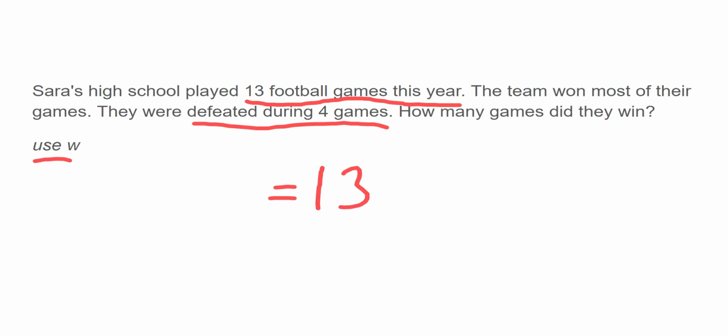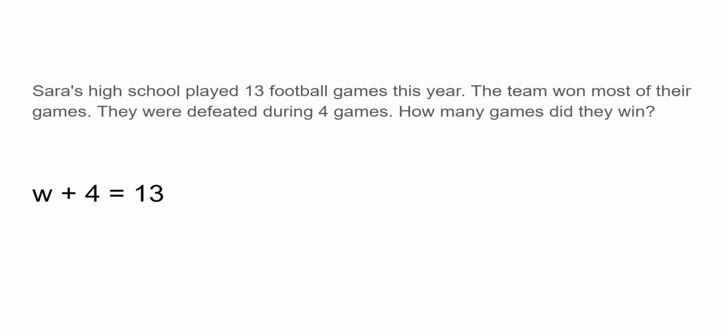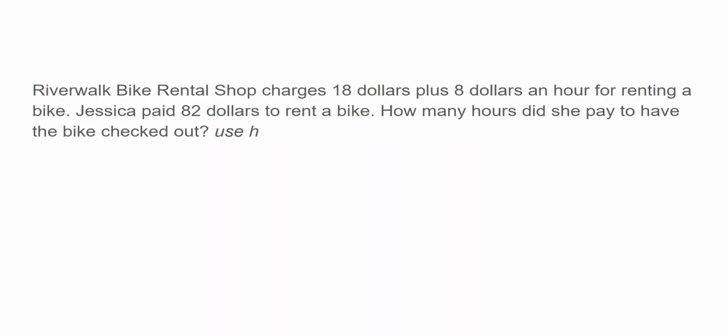They lost 4 games. I'm going to have to add W because the total amount of wins plus the total amount of losses equals the total amount of games that they played all year. You would think that because it says defeated that we're going to be subtracting, but that's not the case here. We're taking the total amount that they won plus how many they lost equals the amount of games that they played all year. So looking at the next slide, did we do it correct? Yes, we did. We set it up properly.